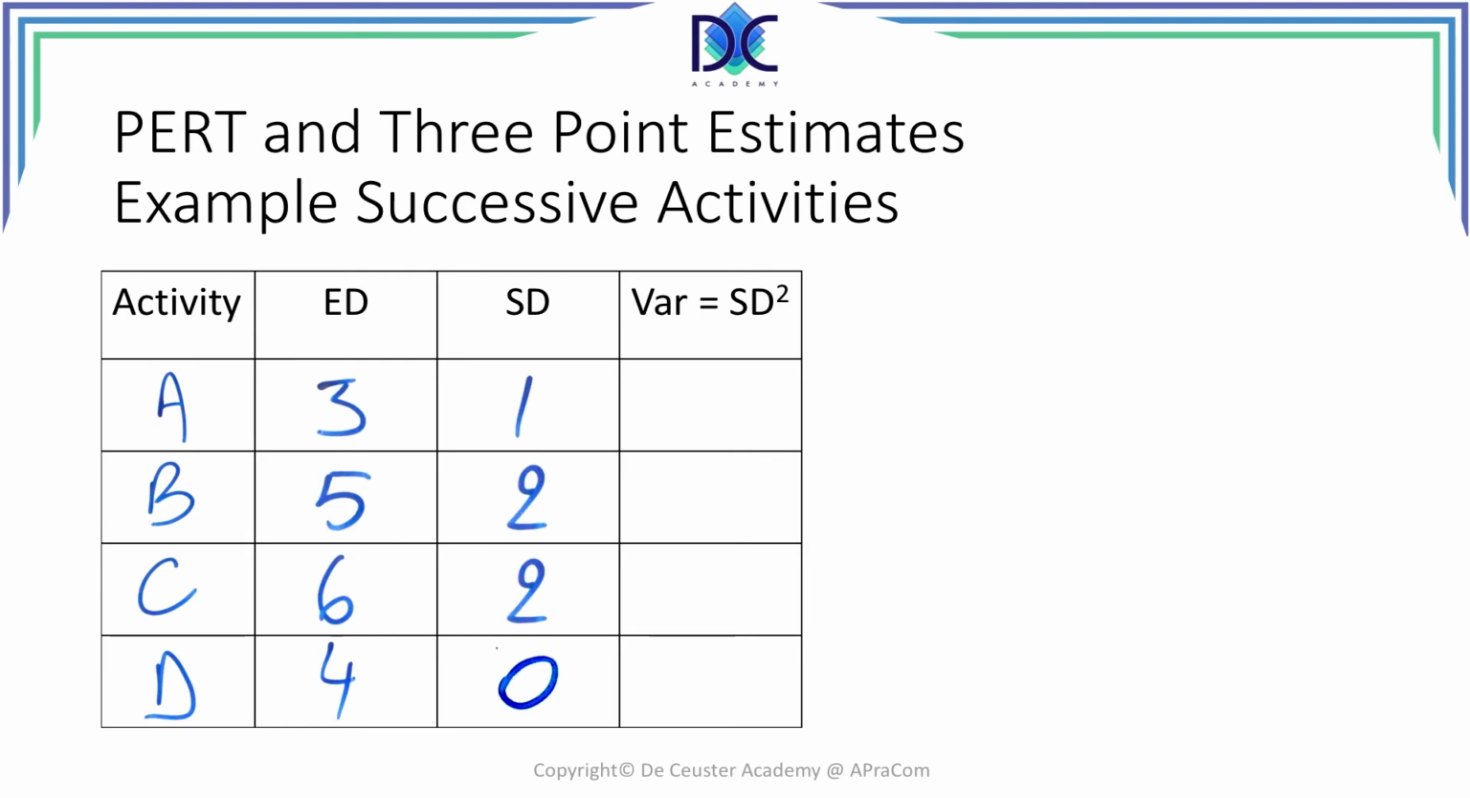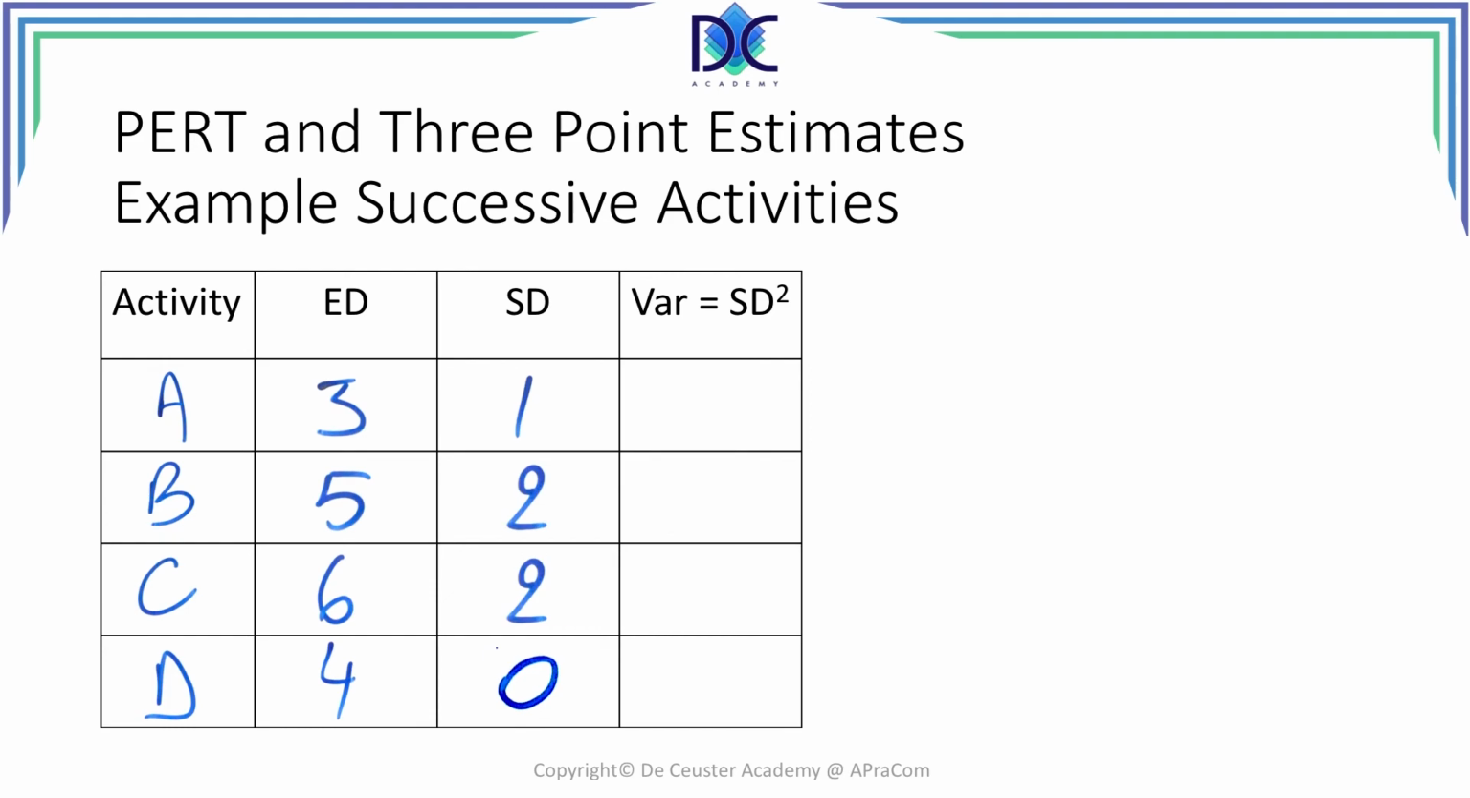Imagine we have a path through the network which is composed of the tasks A, B, C, and D. For each of these tasks, we calculated the expected duration, being 3, 5, 6, and 4, and the standard deviations corresponding with these activities. You know the drill. Let's start calculating these different values.